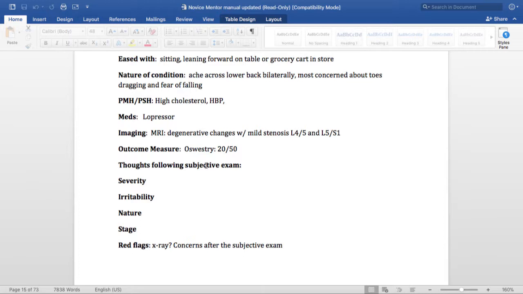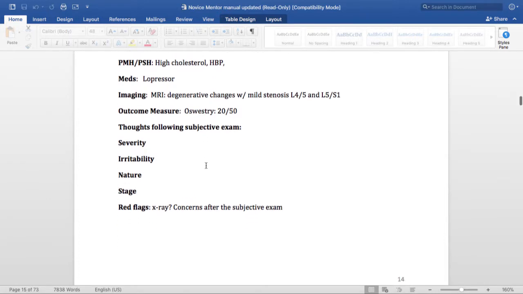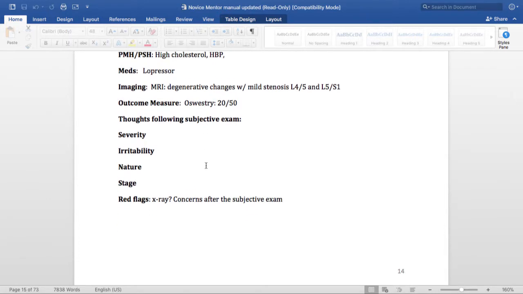Irritability, talk about moderate. He's still able to tolerate 30 minutes, can get all the way up to an hour and a half. So irritability is not high, which teaches you a little bit more. You can do your exam and can be a little more aggressive. The nature, which is the classification of the problem, we think of some type of nerve root involvement, some type of stenosis is what it looks like. And stage-wise, it looks like more of a subacute, probably of a chronic issue, but it's the subacute part of a chronic issue.